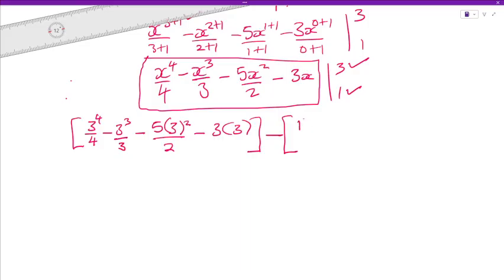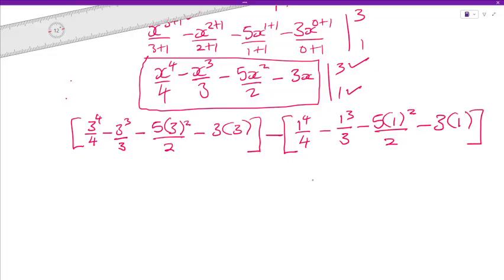So then it's going to be 1 to the power 4 over 4 minus 1 to the power 3 over 3 minus 5 in brackets 1 to the power 2 over 2 minus 3 in brackets 1. You close, and then you punch these values on your calculator. So you already know how to do this. For me, I'll just punch everything at once, and then we check the final answer.